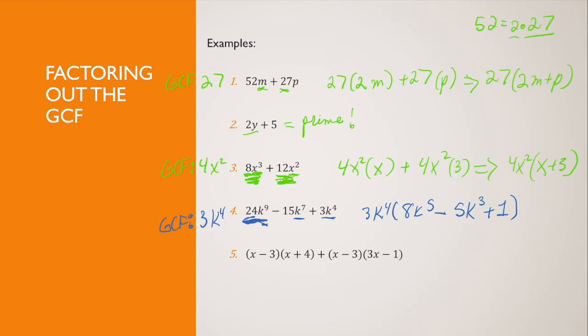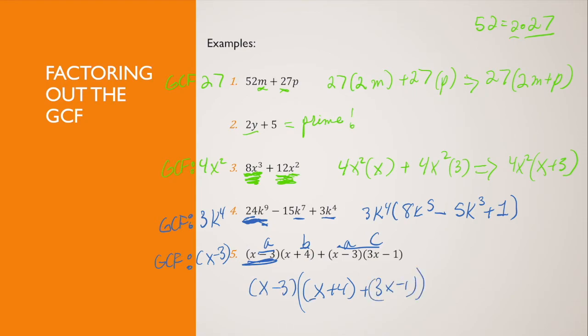If I pull out that greatest common factor, for example here, think of this as a times b plus a times c. What's the greatest common factor of ab and ac? Well, that's going to be a, which is x minus 3. So here our greatest common factor is x minus 3. So I can rewrite this as x minus 3 times x plus 4 plus 3x minus 1. Then I want to simplify this. So that's going to give me x minus 3 times x plus 3x gives me 4x. 4 minus 1 gives me 3.